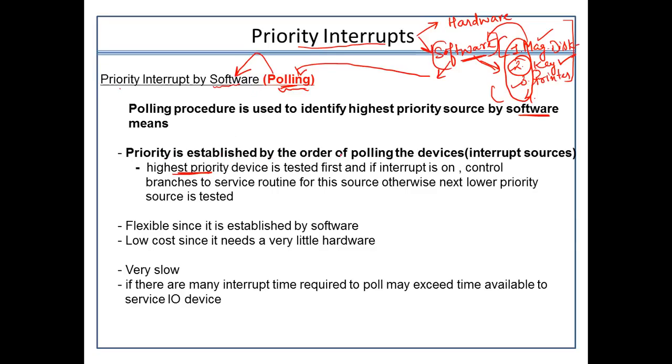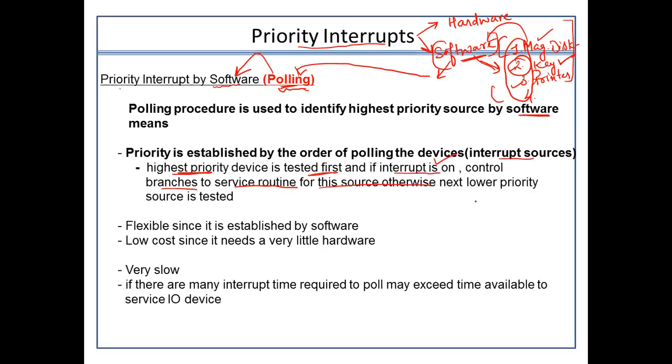Priority is established by the order of polling the devices, meaning in which order we will have to poll. Polling is simply, you could say, an election kind of thing, among the interrupt sources. The highest priority device is tested first. And if the interrupt is on, what will happen when we are designing a software? We have a control branch to service the routines for the software. Otherwise, the next priority source is tested.